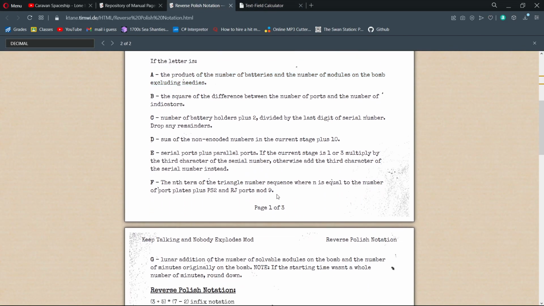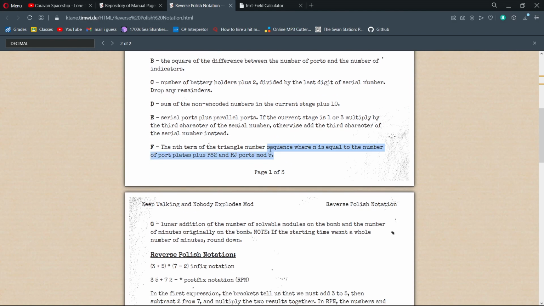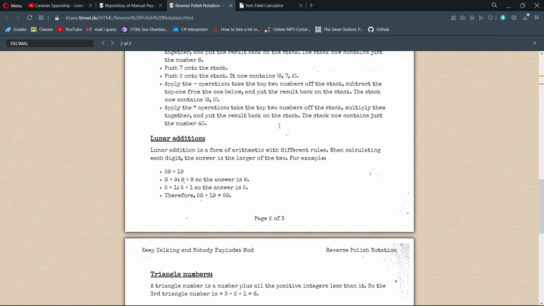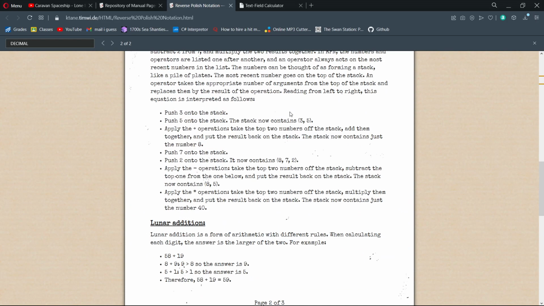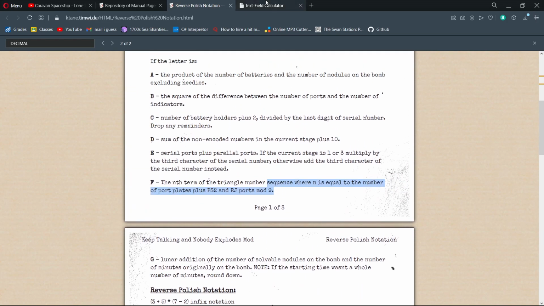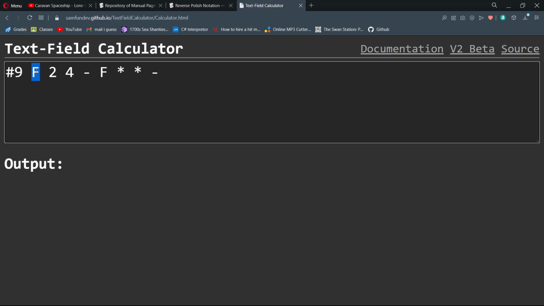F, on the other hand, is the triangle number again. So, let's see, we want to add the port plates, PS2, and RJs. We have 3 port plates, 1 PS2, and 0 RJs. So we want to calculate the 4th triangle number. So if the 3rd one is 6, then the 4th one is going to be 10. So we're just going to replace these F's with 10s. And then we carry on.